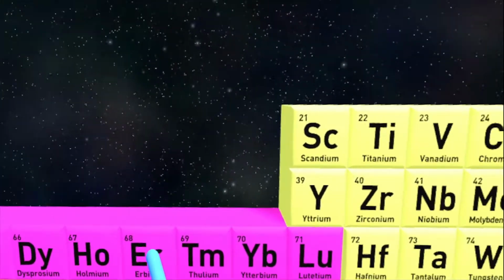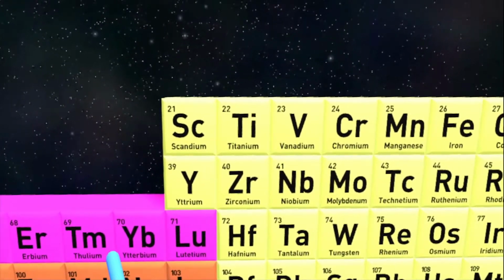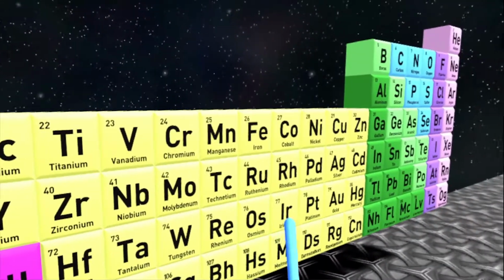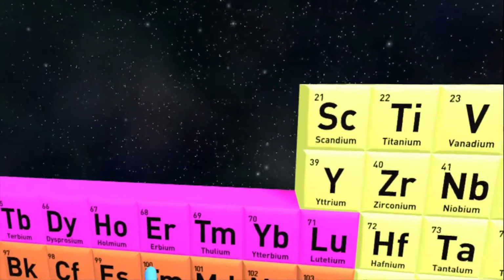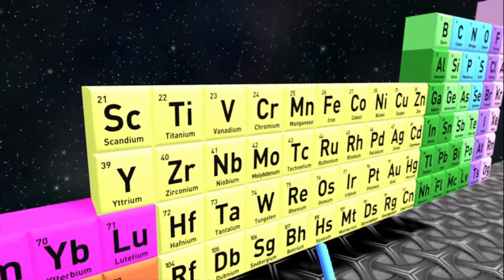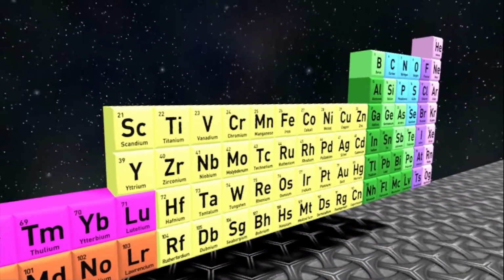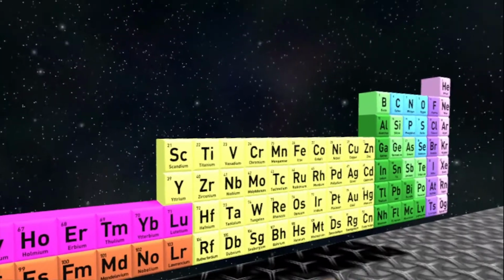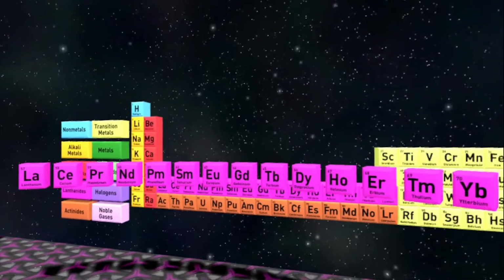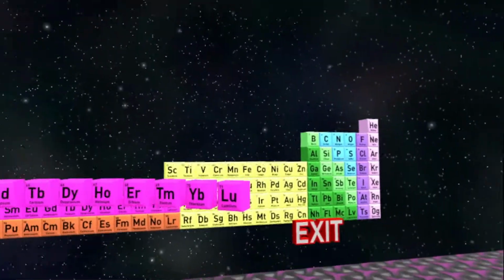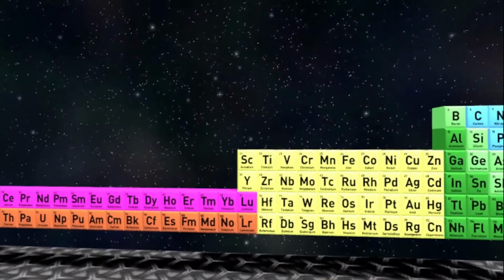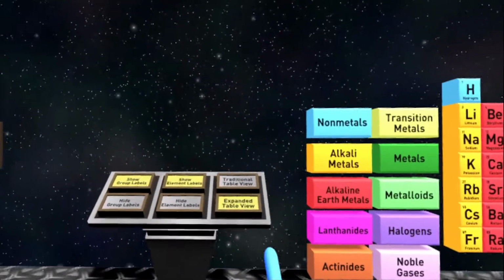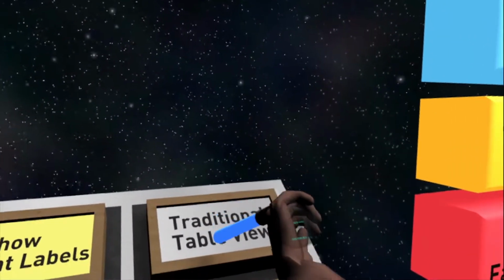As we get into the 60s and 70s in the lanthanides, those continue right on into this row in the transition metals. And similarly with the actinides, up into the hundreds, continuing straight on in to the transition metals. So this functions just like the other mode would. We can launch out specific groups. It's just a slightly different way of viewing it. And I can easily switch back to the traditional table view.